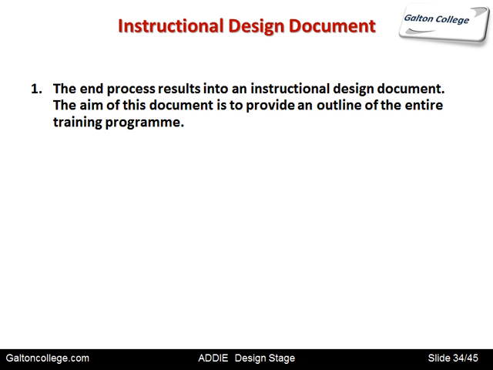Let's talk about the document. Well, the end process results in an instructional design document. The aim of the document is to provide an outline of the entire training program. So the document is important. The document sets out the objectives and it sets out what is required from the program. It sets out the resources that are required to deliver the program in terms of time and teaching resources, instructors and facilities.